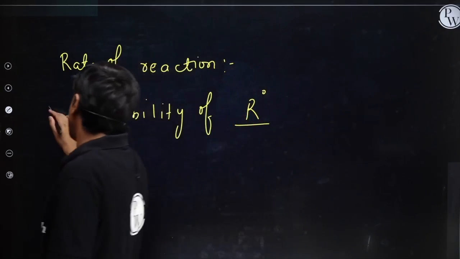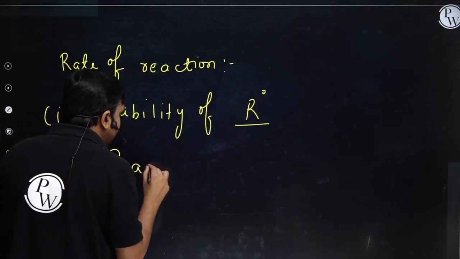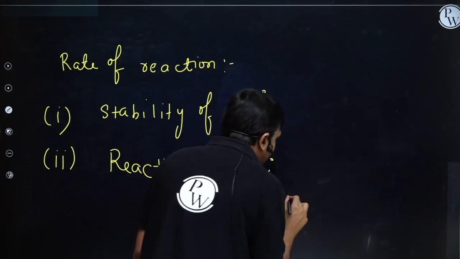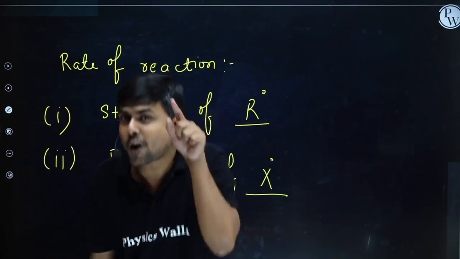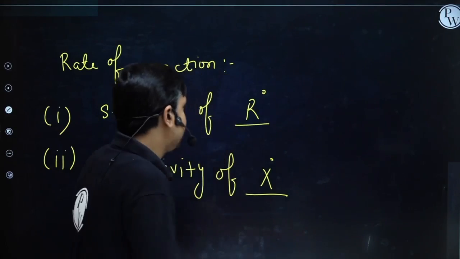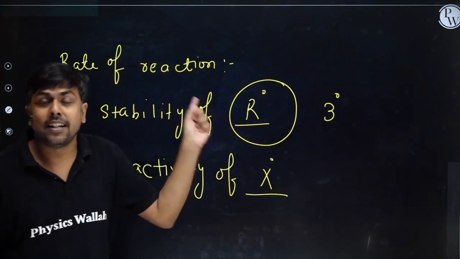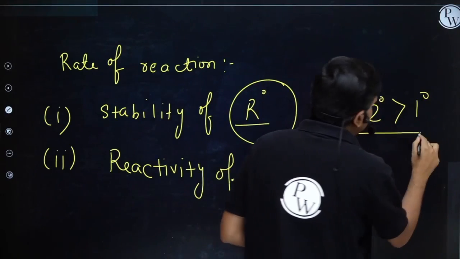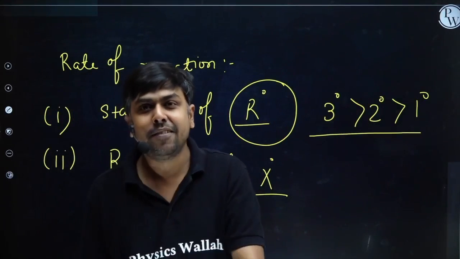Here the rate of formation of alkyl halide also depends on the reactivity of X dot. Am I clear? In the chain initiation step itself, this X dot is formed. So the rate of formation of alkyl halide from alkane depends on the stability of R dot. A 3-degree alkyl radical is more stable as compared to 2-degree, which is more stable as compared to 1-degree.